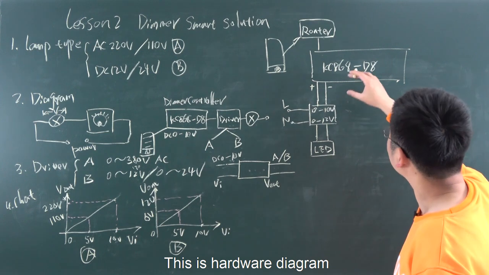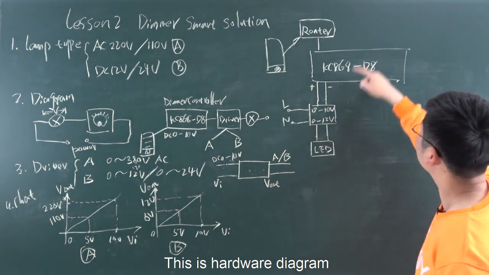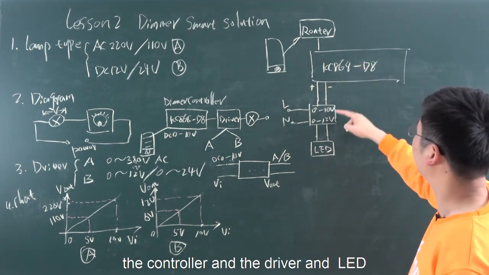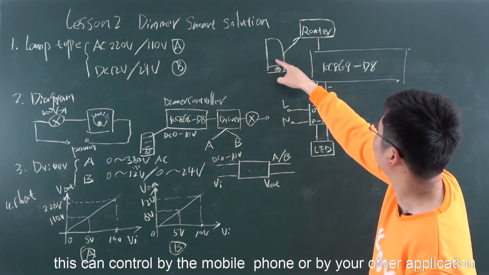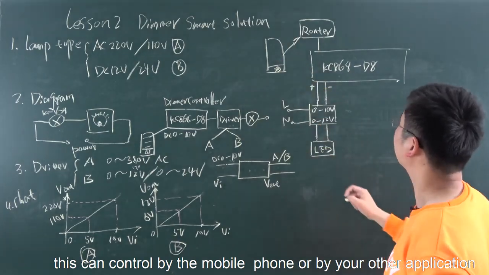Okay, this is the hardware diagram: the dimmer controller, the driver, and the LED. This can be controlled by the mobile phone or by your other application.